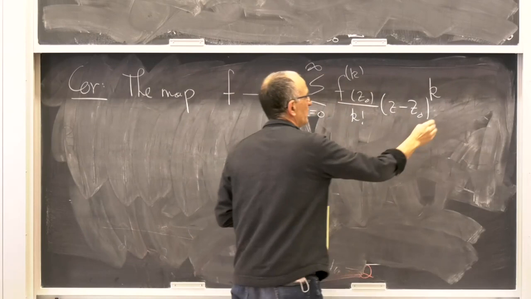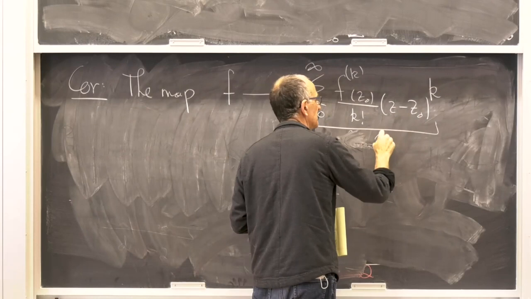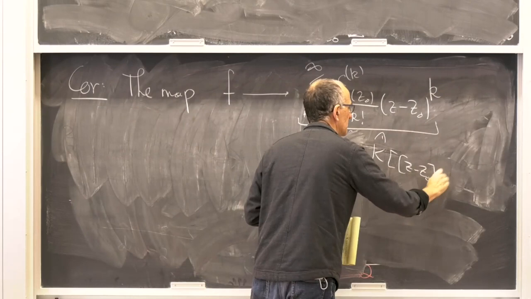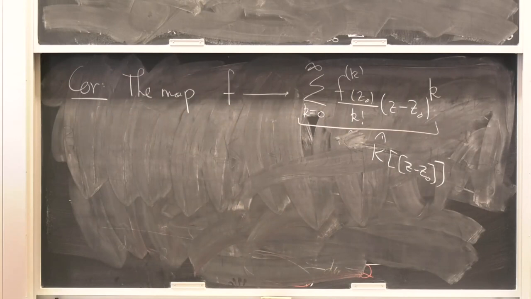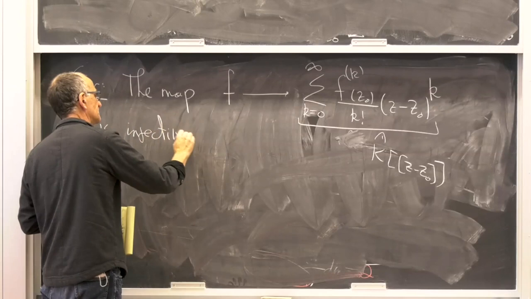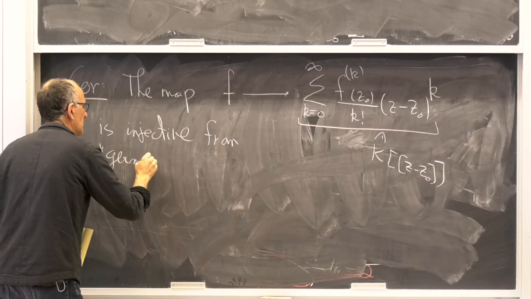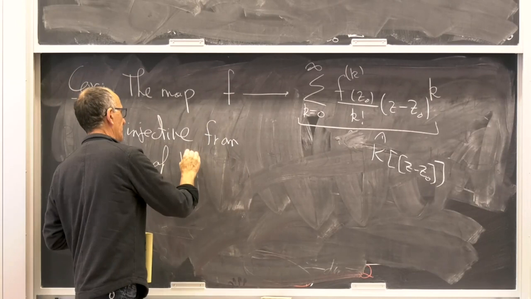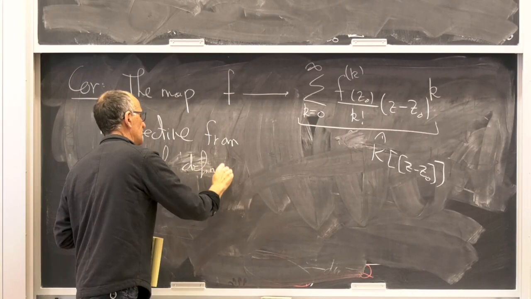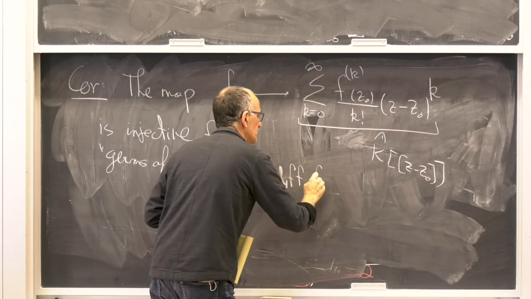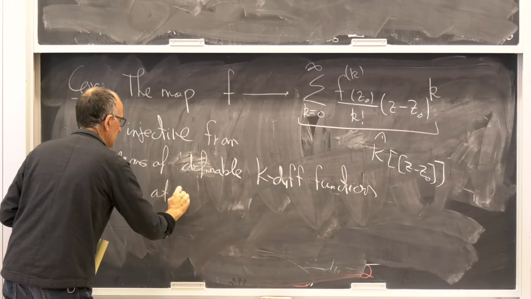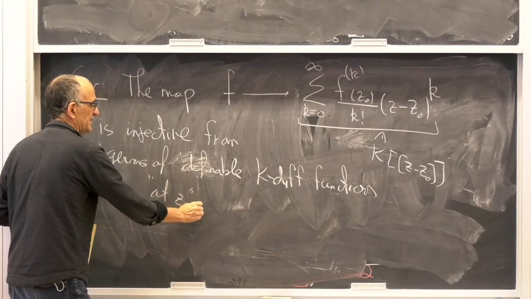This is totally formal. We're not claiming any convergence. So this is just an element in K, I guess this polynomial ring. And this is injective from the germs of k differentiable, definable functions. It doesn't matter which structure. k differentiable functions at, in the neighborhood, of course. When I say at, I mean in the neighborhood of this.